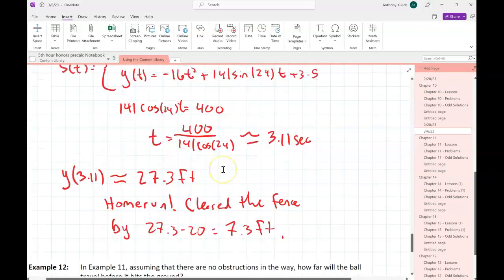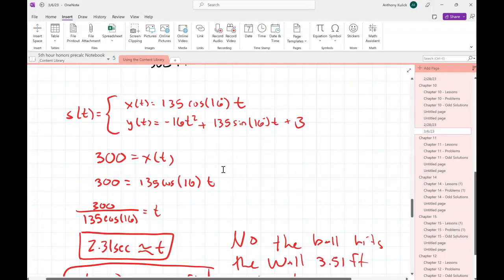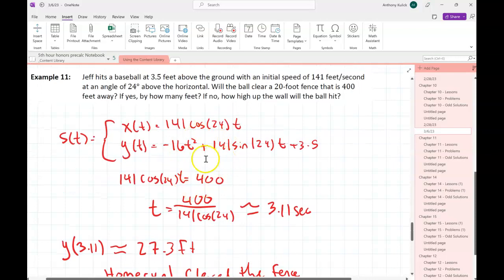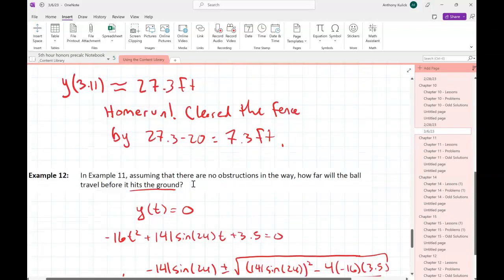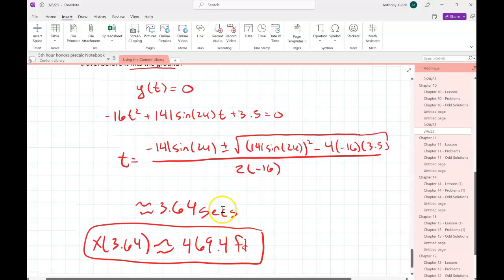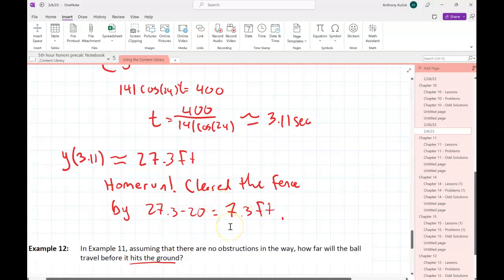Right, so we noticed, okay, well, Jeff hits a home run when it's 400 feet away, right? We've seen that. And if there's no fence at all, the ball lands 469. Somewhere in between there, though, you could have probably backed that fence up some and still had a home run, because we cleared the fence by 7 feet. That's kind of a lot.